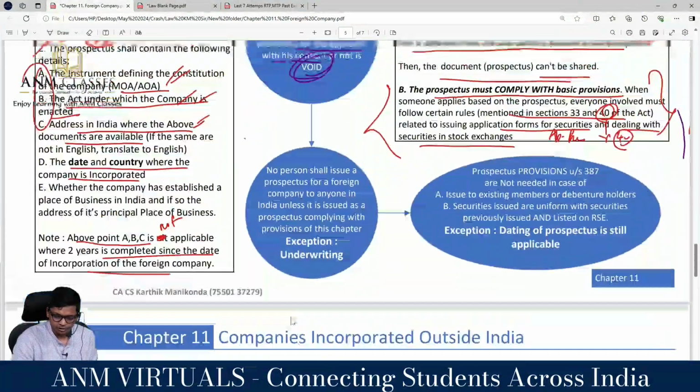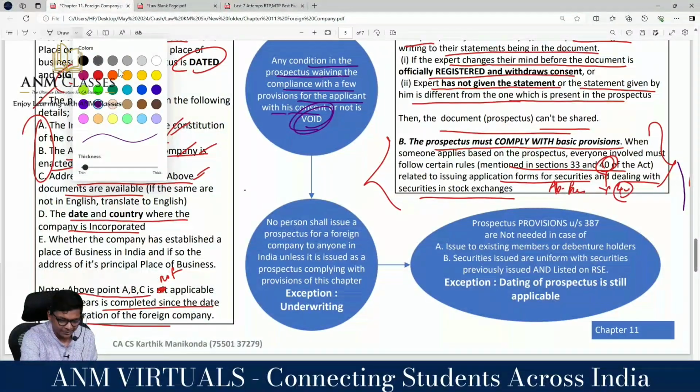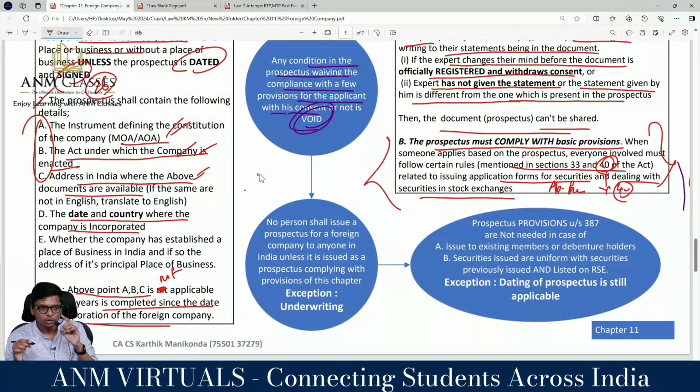Now the next important point. Sir, which one should I remember? What can come in the exam from these two sections? Only one thing. In two cases, a foreign company prospectus is exempt. This is important. This goes into my Gen Z notes, my rocket notes. The prospectus provisions in 387 are not needed in two cases. First, when issuing shares to existing shareholders or existing debenture holders, existing members or debenture holders. You know the logic better than me. Why? They already know about the company, no need to give the prospectus again, just like a rights issue.